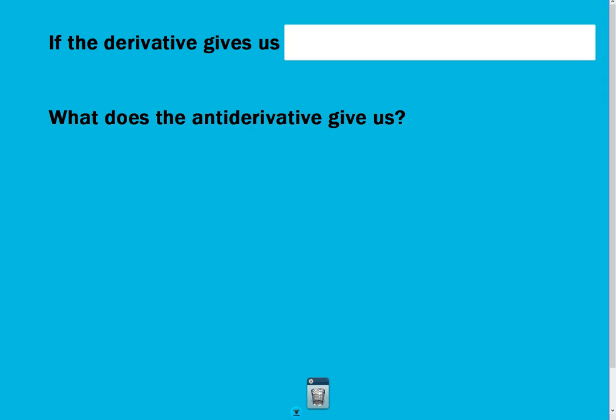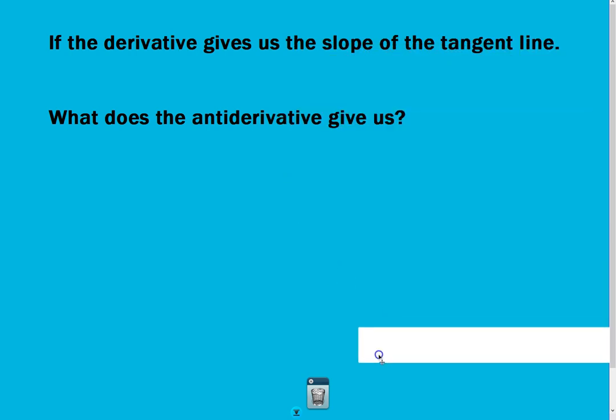If the derivative gives us the... what does the derivative give us? The point of a derivative is to give us the slope of the tangent line, okay? What does the antiderivative give us? The derivative could give us the slope of the tangent line at an instantaneous point. That is the overall goal.